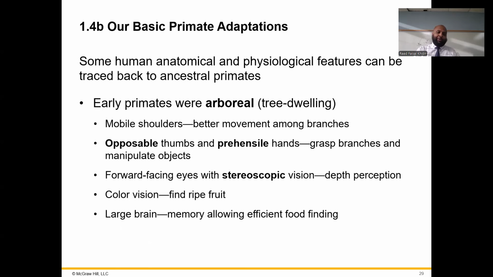Also, because we were arboreal, we had very strong shoulders, so we could jump from one tree branch to the other. And there are opposable thumbs and prehensile hands, and they grasp the branches and manipulate the objects.